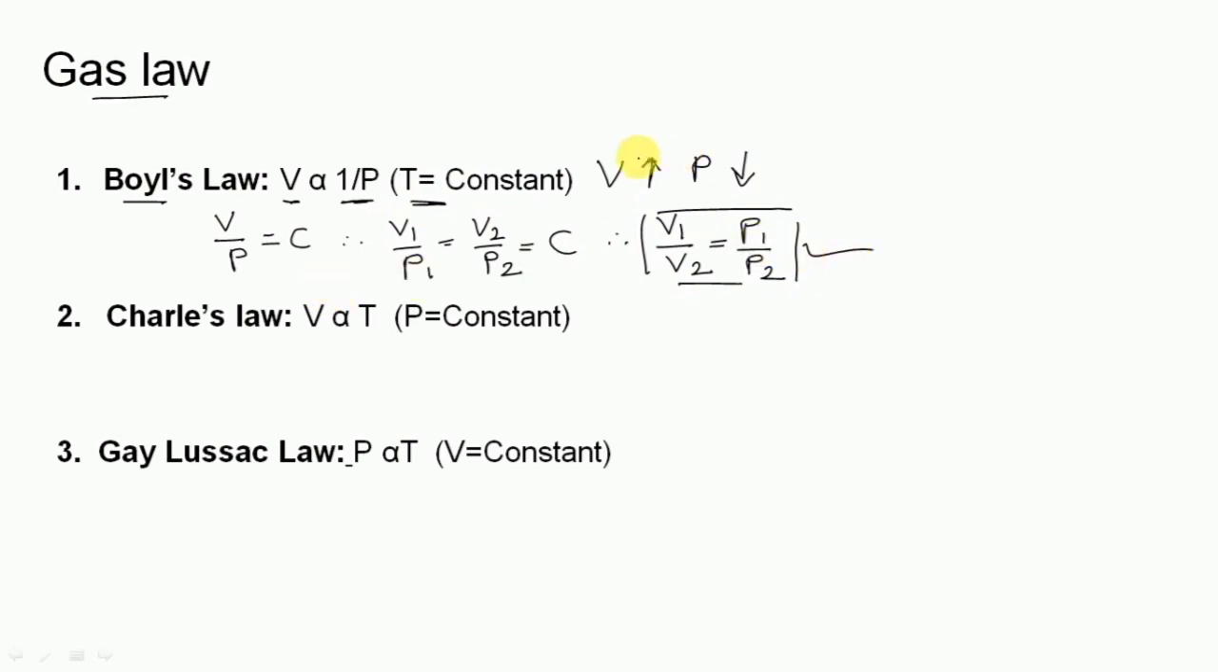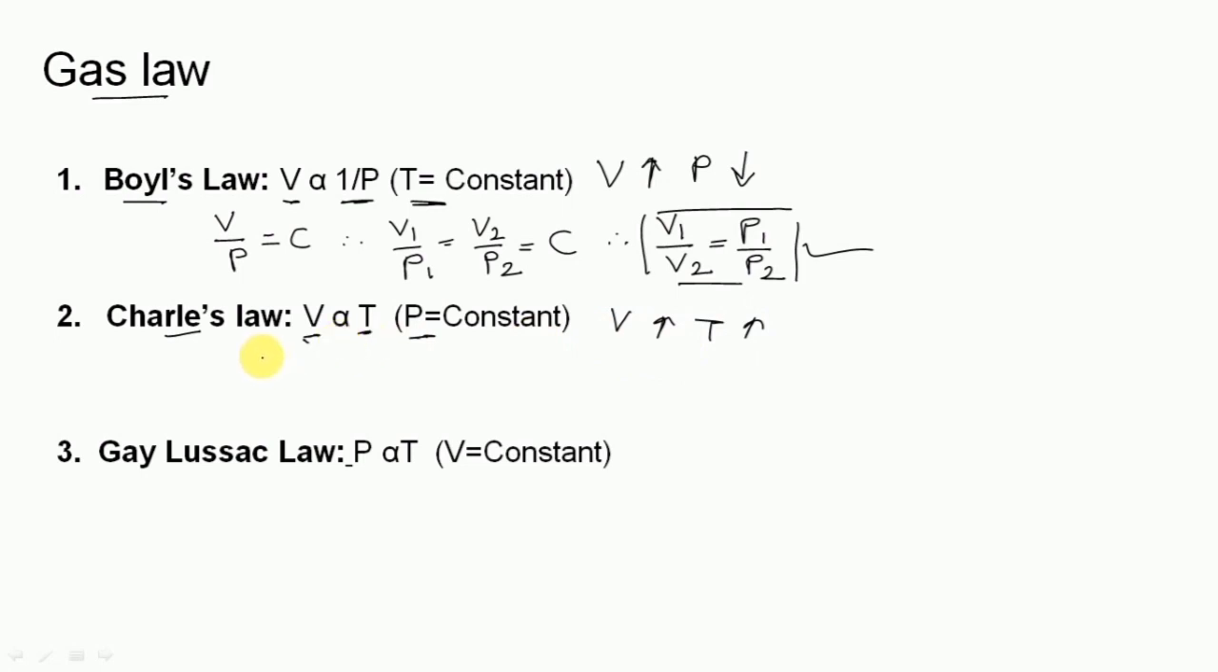Now the second law is Charles' law. Charles stated that volume is directly proportional to temperature at constant pressure. So if the pressure is constant and volume is increased, then the temperature of the gas is also increased, or if temperature increases, the volume is increased. So vice versa we can say.